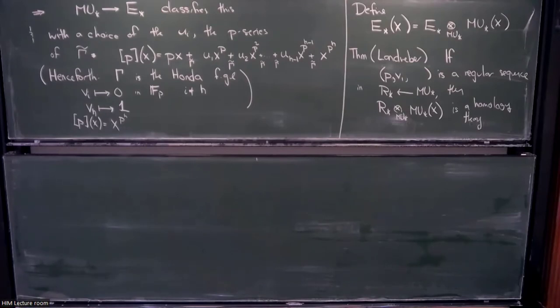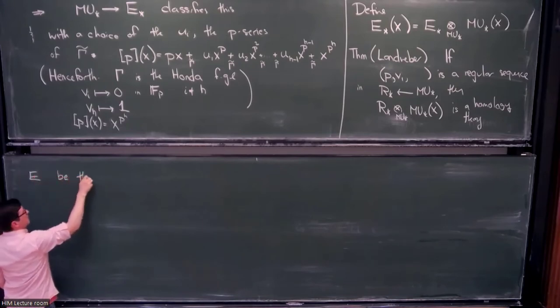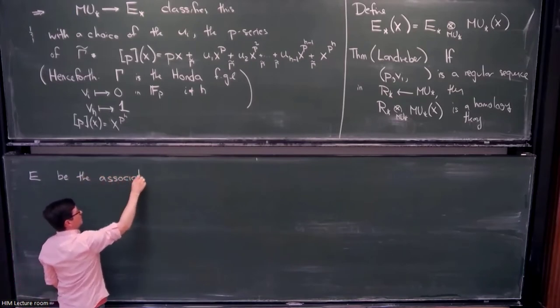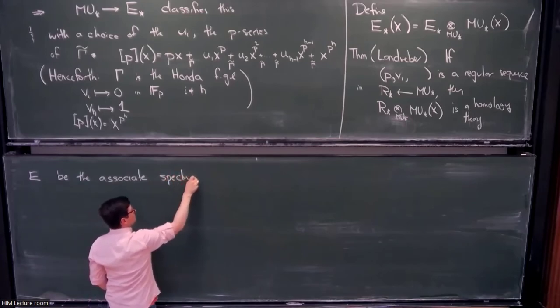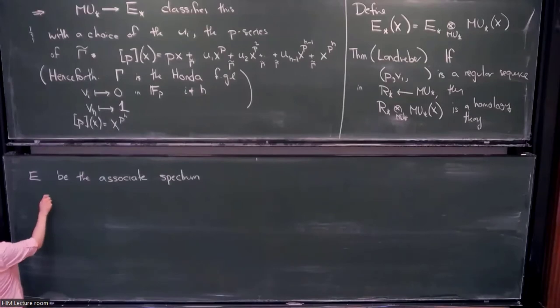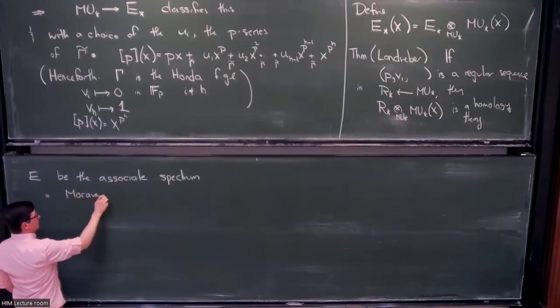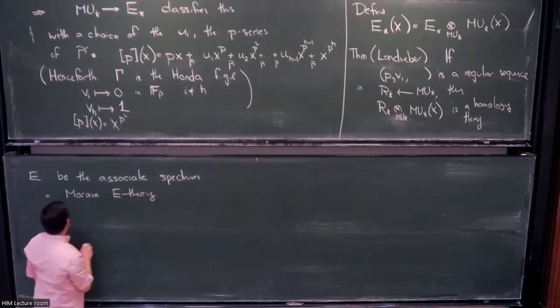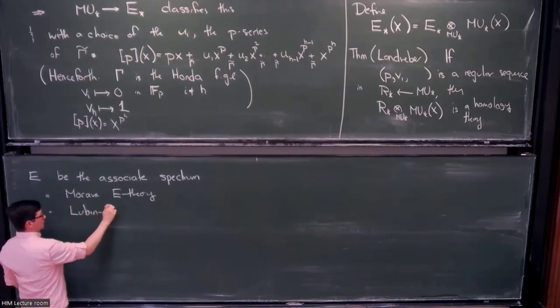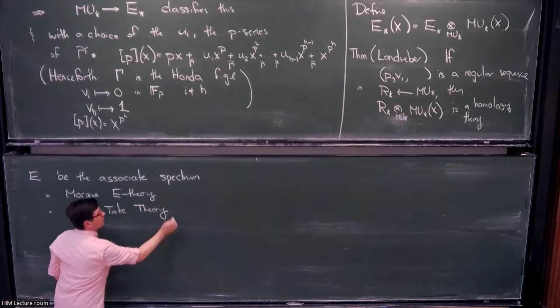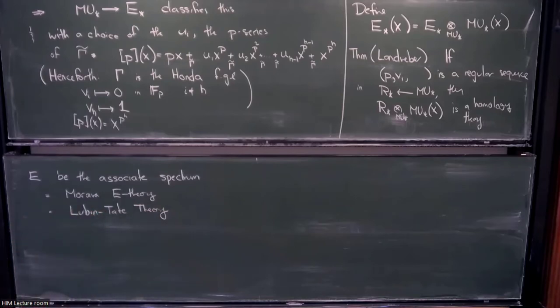Okay. So, I have this homology theory. It goes by a couple of names. Let E be the associated spectrum. This is sometimes called Morava E-theory, and it's sometimes also called Lubin-Tate theory. Morava E-theory because a lot of the story was pioneered by work of Jack Morava in the 70s, and Lubin-Tate theory because it's a lift to spectra of the Lubin-Tate deformation theory.